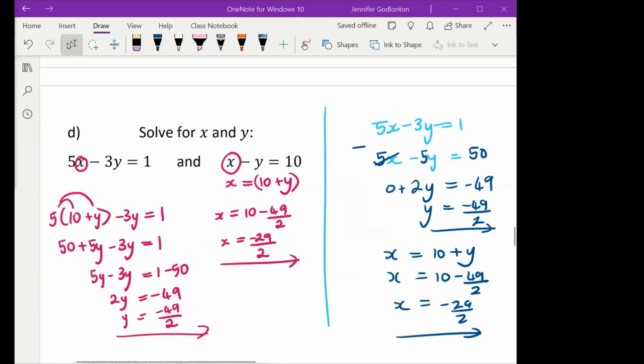Was it going to be wrong if I had changed the negative 49 over 2 into a decimal? It's not wrong. It's just better whenever you're in an equation, always keep it as a fraction. Always keep it as a fraction. Okay, ma'am.